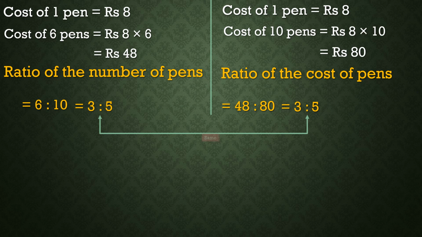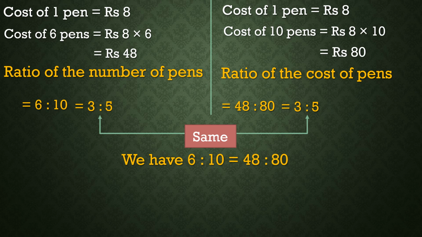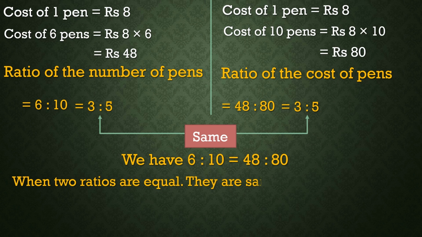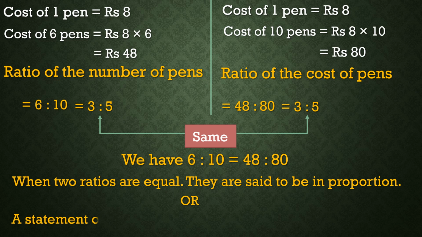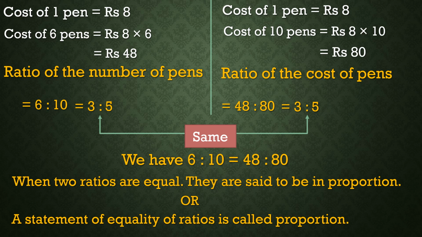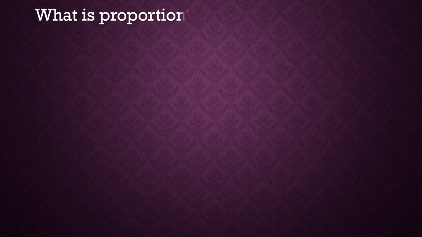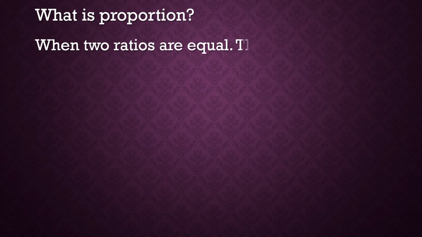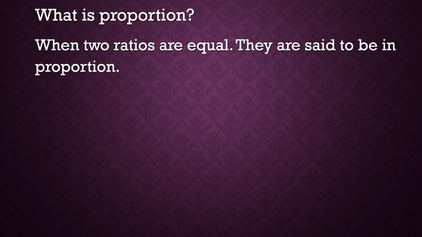Ratio of the numbers of pens is equal to ratio of the cost of pens. That means we have 6:10 is equal to 48:80. When two ratios are equal, they are said to be in proportion. That means a statement of equality of ratios is called proportion. So what is proportion? When two ratios are equal, they are said to be in proportion.